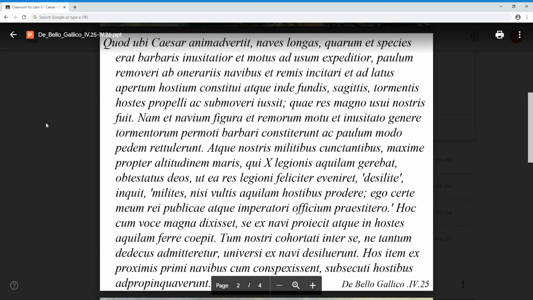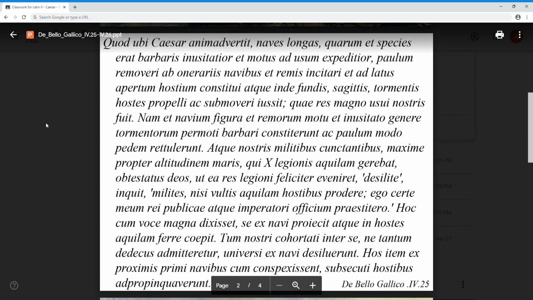Atque nostris militibus cunctantibus maxime propter altitudinem maris, qui decimae legionis aquilam gerebat, obtestatus deos, ut ea res legioni feliciter eveniret, desilite inquit, milites, nisi vultis aquilam hostibus prodere, ego certe meum rei publicae atque imperatori officium praestitero. All right, and then, atque.